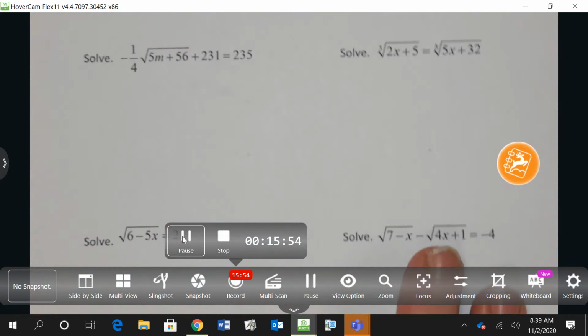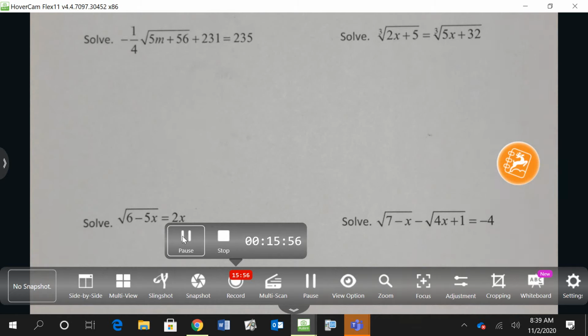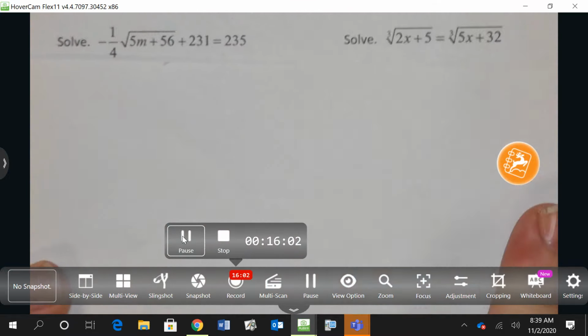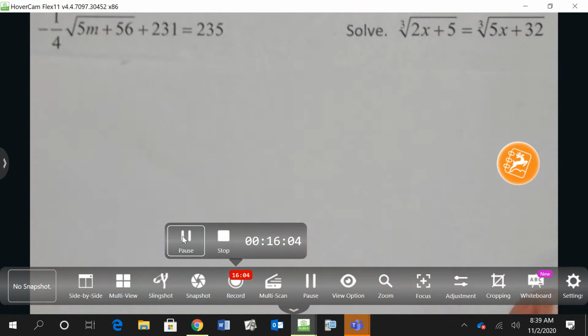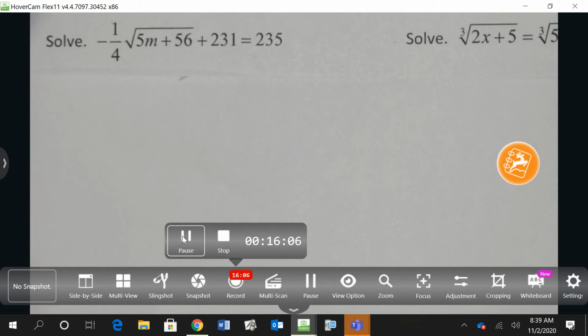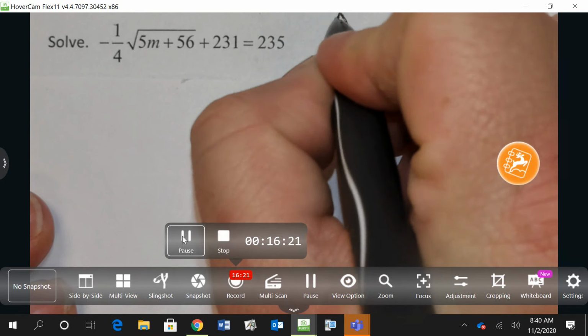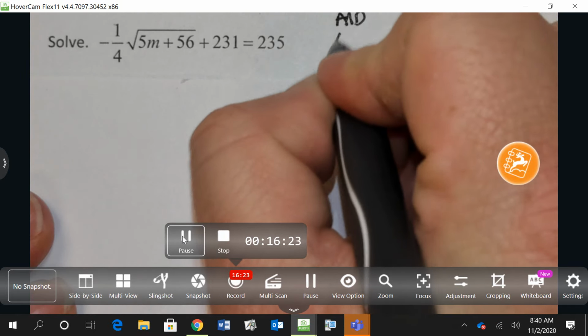And the reason why I'm sharing that with you is because the next problem we do, knowing that fact could save you a lot of time. So here's the first problem. If you could write it down, please. We're going to solve this radical equation. And so we're going to do PEMDAS backwards. Please excuse my dear Aunt Sally.